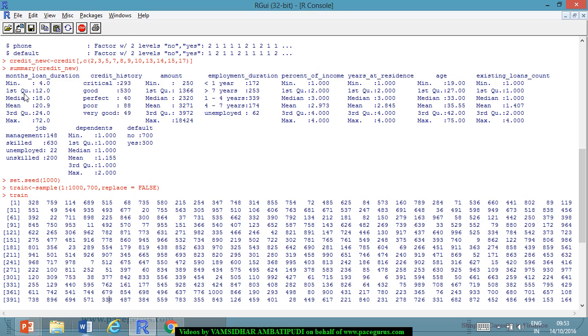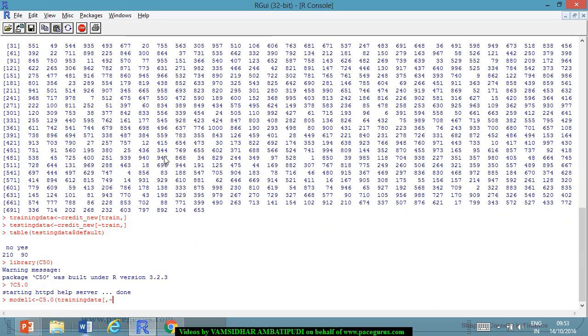So I should include all the rows, all the columns except the default column. If you see how many columns are there, 1, 2, 3, 4, 5, 6, 7, 8, 9, 10, 11. The 11th column is my default column, so I'll set it as minus 11. From the training data, I am taking all the columns except the 11th column. That is my first input. The class is my 11th column itself, so it should be a vector. I can directly take it as training data dollar default, and that is the class of the training data.